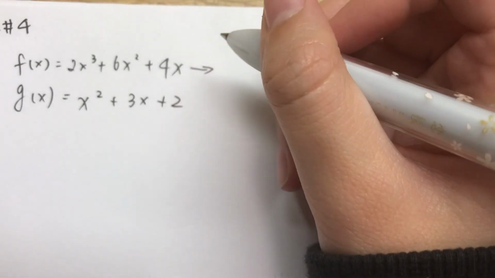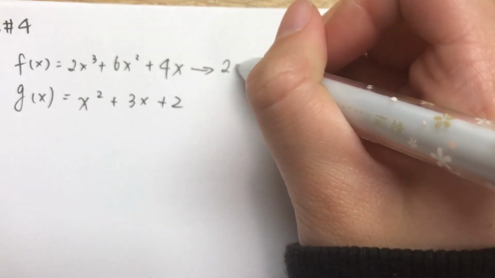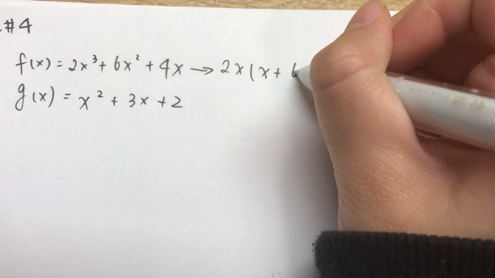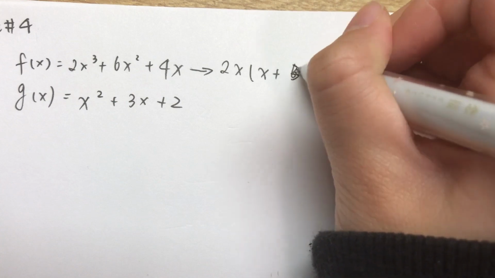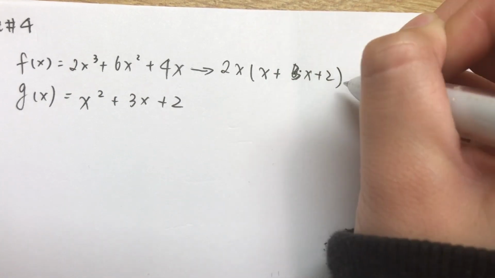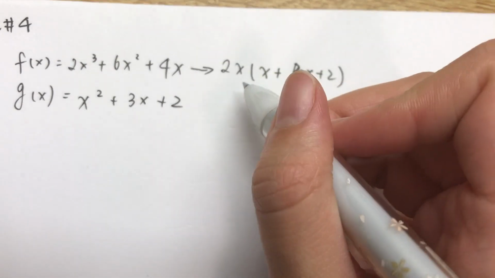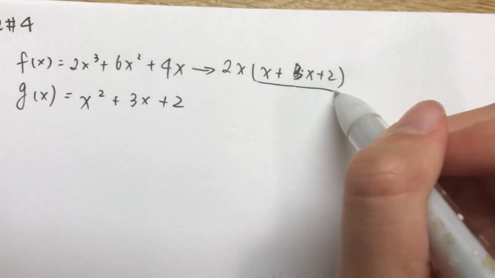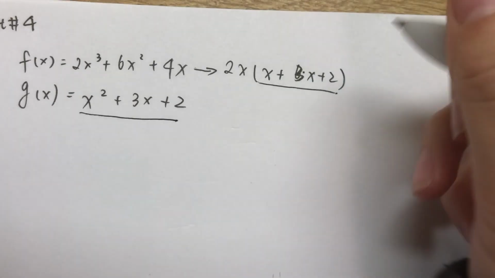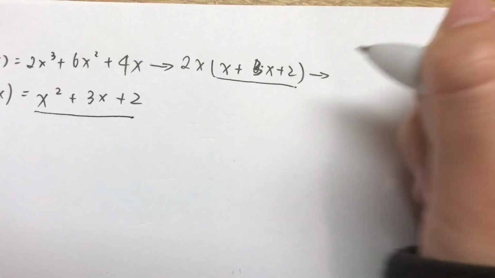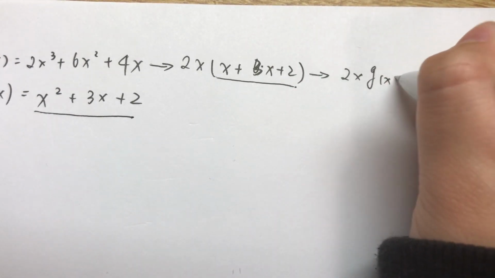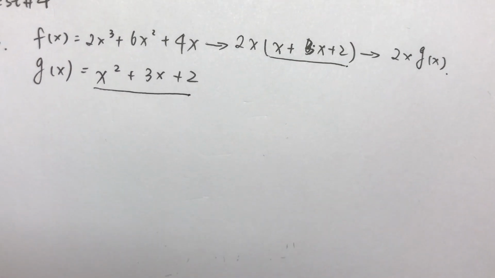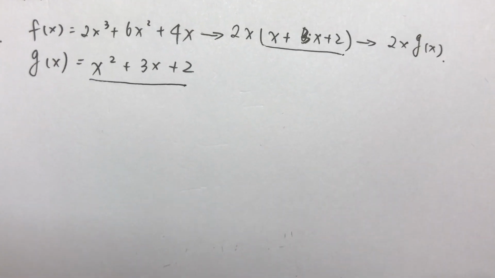polynomial. So we just factor it: 2x times (x plus 6), 3x plus 2. So this one is equal to f(x), right? Then we notice that this part is equal to g(x). So then we can simplify this part to 2x g(x). And after we do this, we can just look at all the choices.